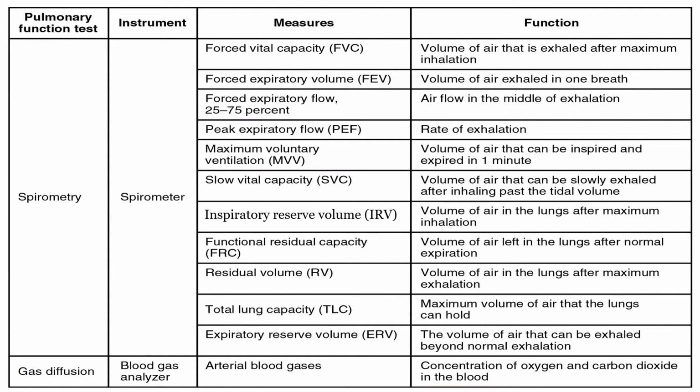These are the lung volumes again. The most important volumes you need to know for the exam are the FEV1, or the forced expiratory volume in 1 second, and the forced vital capacity. You need to know what they look like in an obstructive or restrictive lung disease patient.